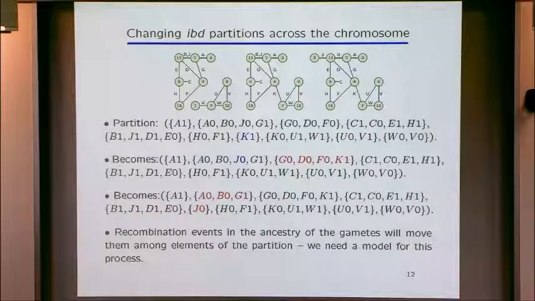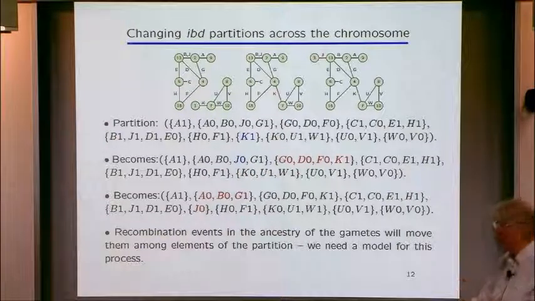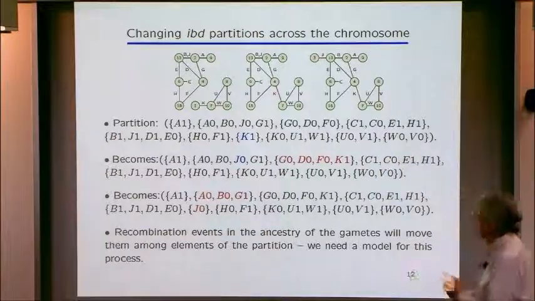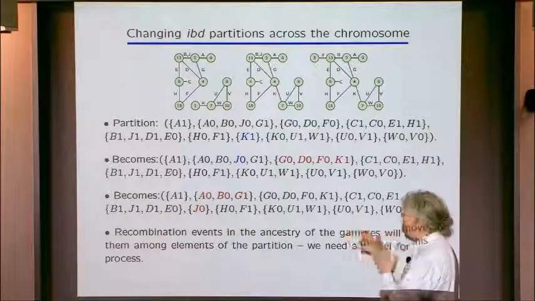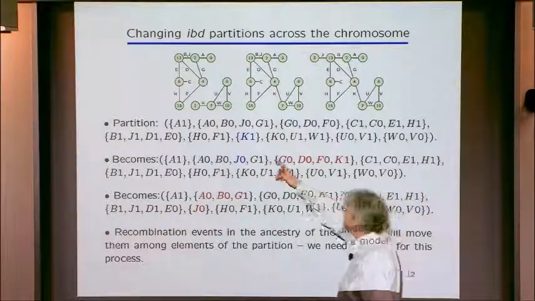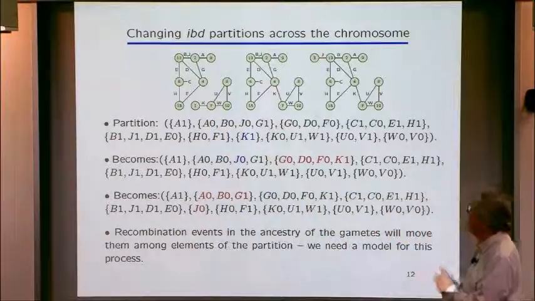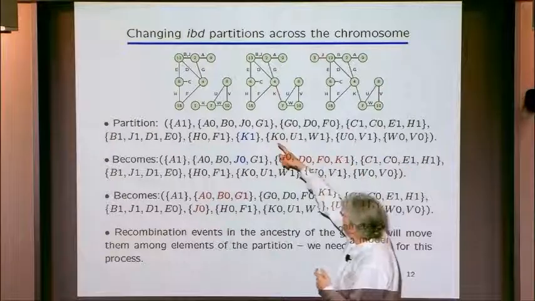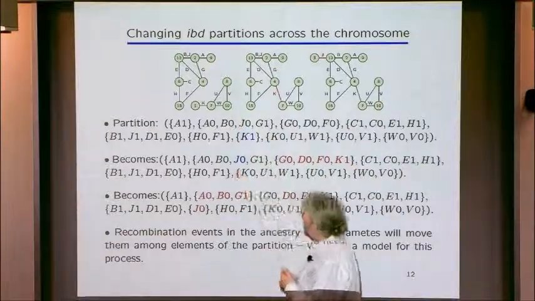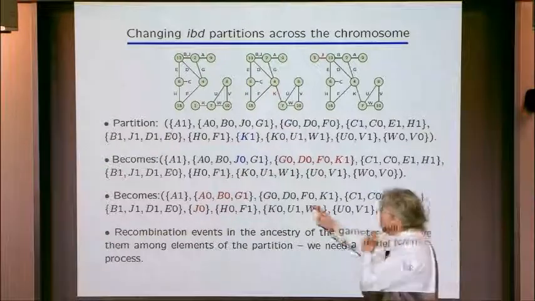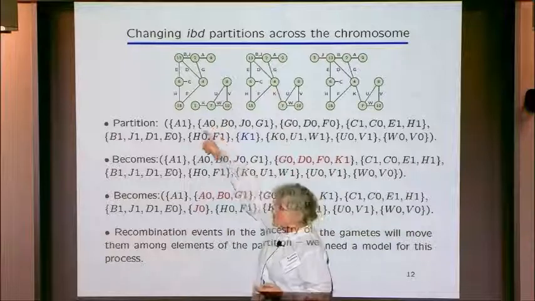That's nice. But now I also need a model for how this is going to change, a prior model for how my IBD partitions are going to change as I go along the chromosome. These are IBD graphs. They're fairly dense ones because they actually came from a pedigree example originally, but you can just think of them as the same little graphs showing my individuals, A, B, C, D, E, F, G, and what they share with other individuals. For example, up there at the top, A, B, J, and G all share that one that is arbitrarily labeled 2. As I go along the chromosome, there are going to be recombination events in the ancestry of these gametes.